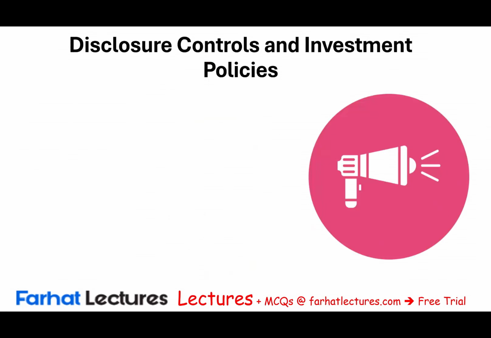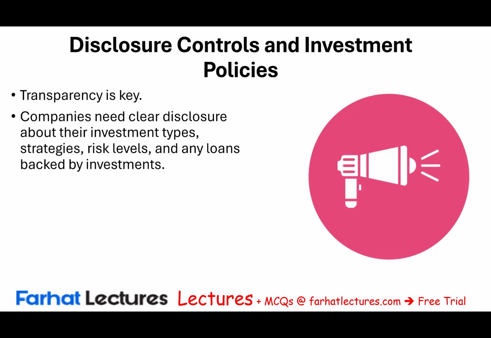Another important aspect of investment cycle is disclosure. Disclosure means what? Transparency. Telling us what we need to know about the company. Clear disclosure about what type of investments we are dealing with. The strategies. Are we investing to speculate? Are we investing to hedge? Are we investing for the long term? What's our strategy? What is our risk level? How much risk are we willing to tolerate?